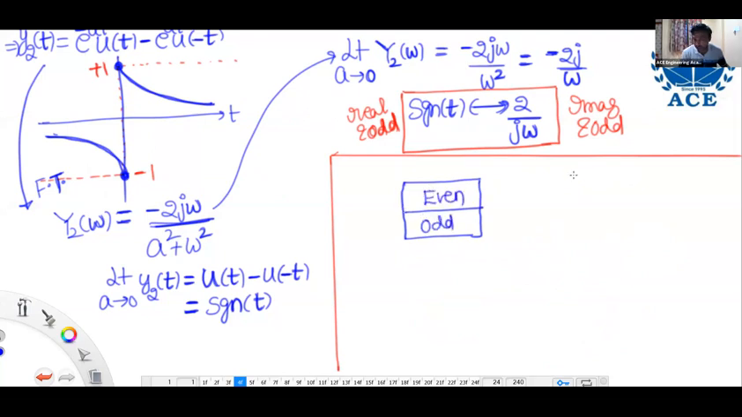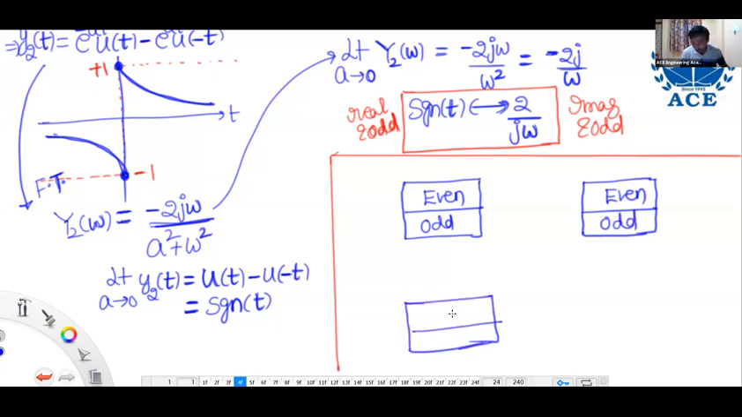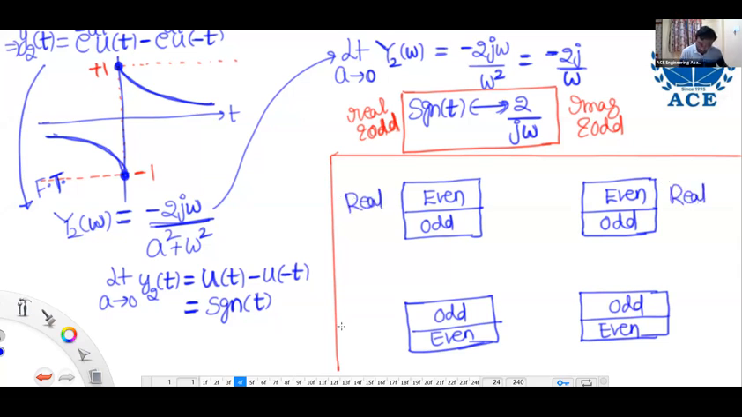Even, odd: one side, the other side also you take. Even, odd means one side it is time domain, the other side it is frequency domain. On the lower side, interchange the blocks. Odd, even. How to remember this in an easy manner? For that, one simple technique. Real, real. Imaginary, imaginary. One side it is the time domain, the other side it is the frequency domain.